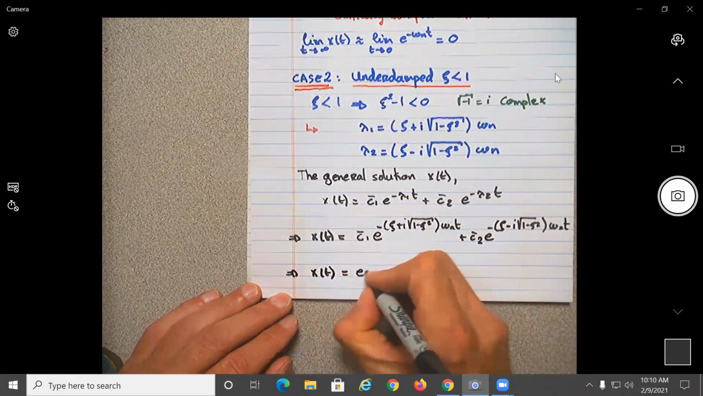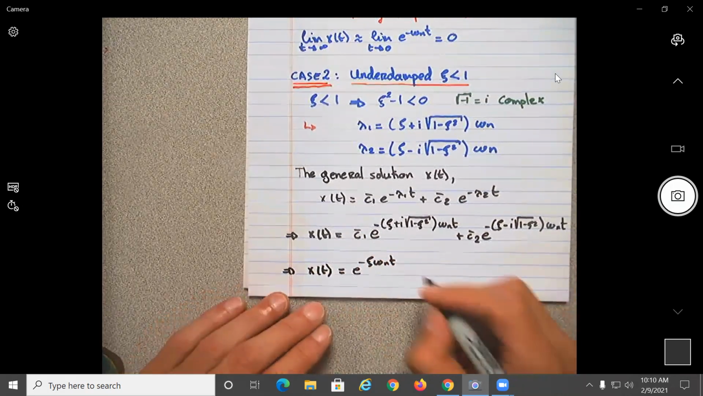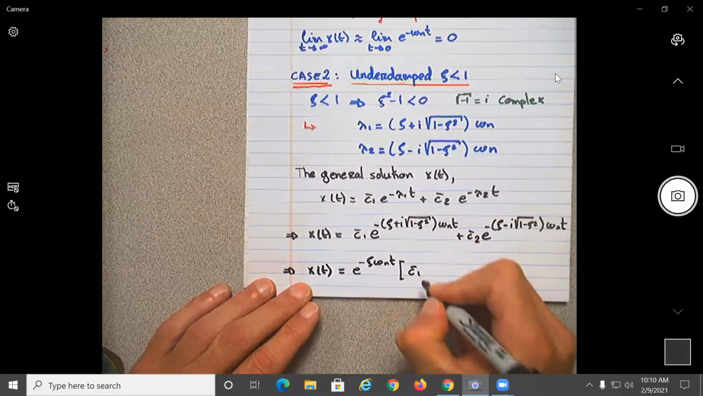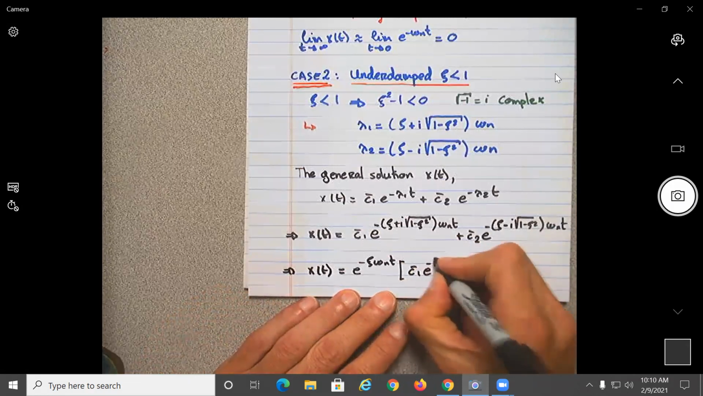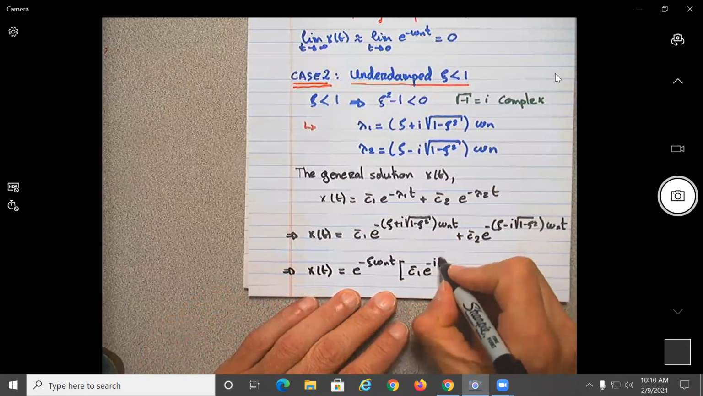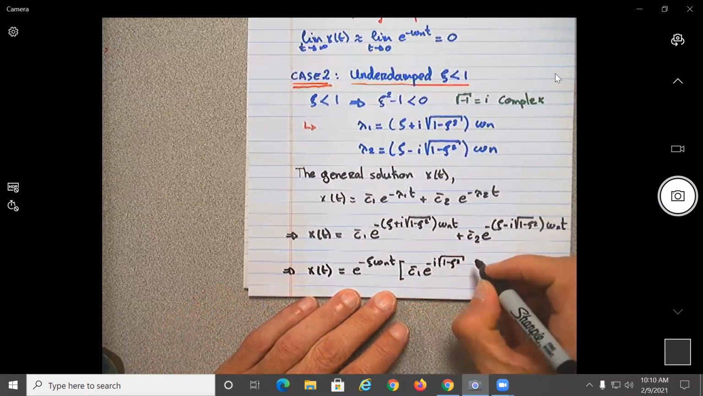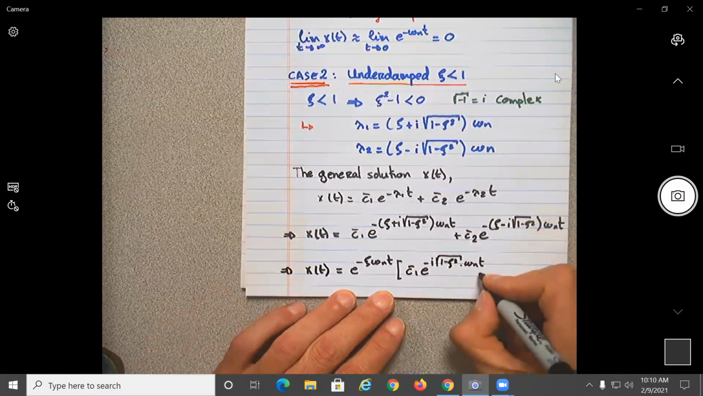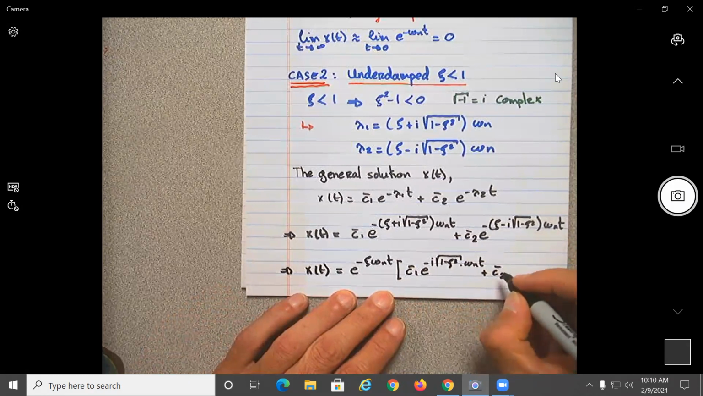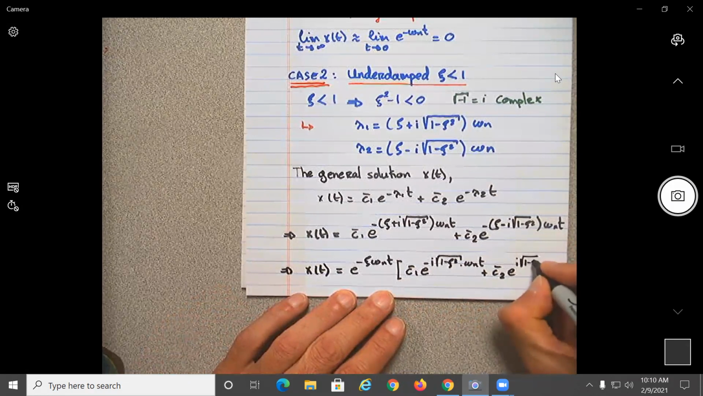Or we can simplify this as x of t equal to exponential of minus zeta omega n t, times c bar 1 exponential of minus i square root of 1 minus zeta squared omega n t, plus c bar 2 exponential of positive i square root of 1 minus zeta squared omega n t.